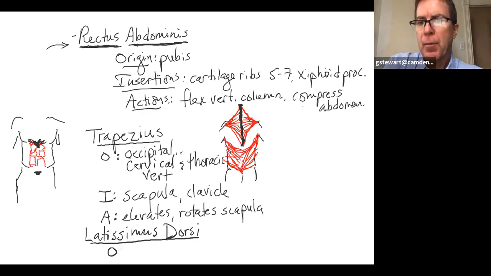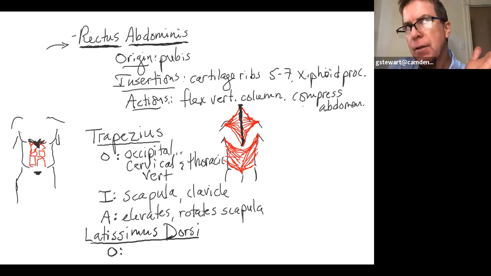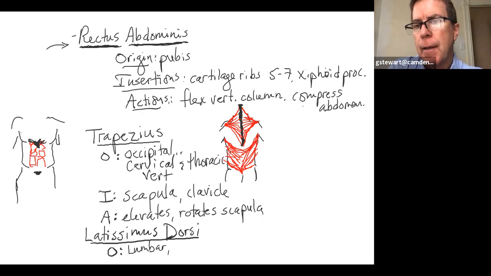Let me go back to my black pencil and list. I'm not going to list all of the origins for you, just a couple so that it's a little bit easier. The origins are basically some of the thoracic and lumbar vertebrae, as well as the iliac crest and sacrum. So let's just say lumbar, iliac crest, sacrum.